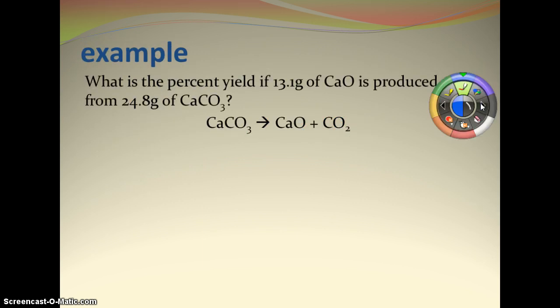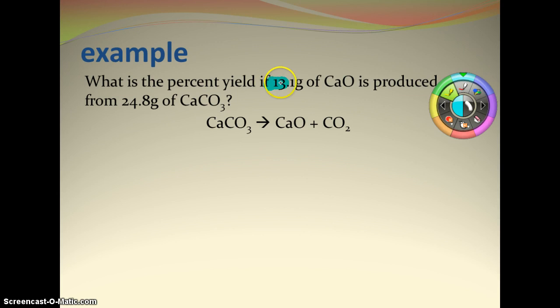So they want to know what is the percent yield if 13.1 grams of calcium oxide is produced from 24.8 grams of calcium carbonate. Check your reaction, make sure it's balanced. We have 1 calcium and 1 calcium, 1 carbon, 3 oxygen, and 1 plus 2 is 3 oxygen. So this is balanced.